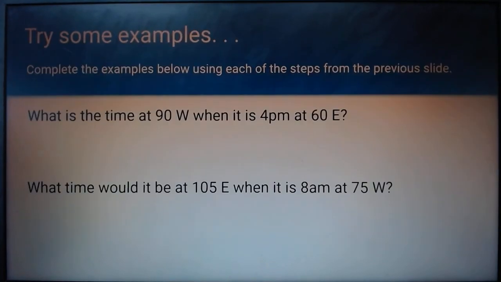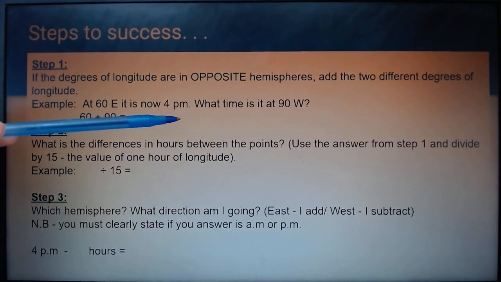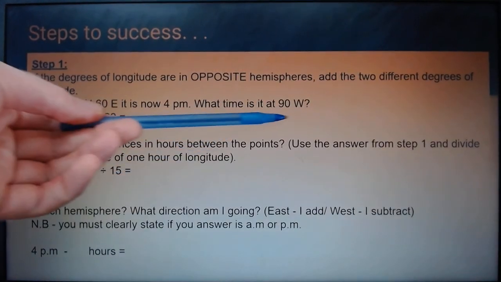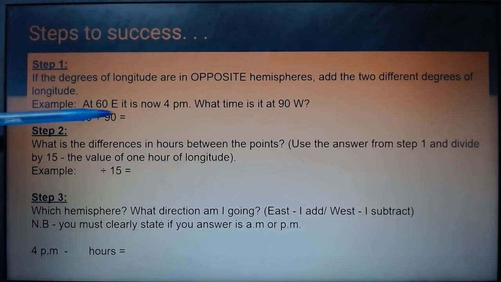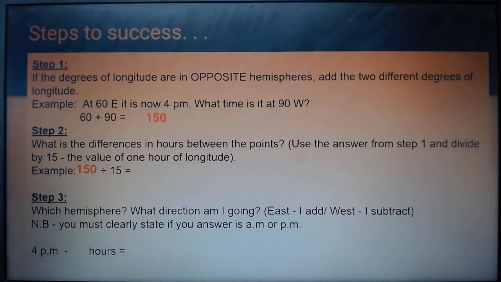The first one, 60 degrees east, it's 4 p.m. We want to know 90 west. So what time is that at 90 west? So I add the two, they're in different hemispheres, so I add them. 60 and 90, 150 degrees. The next thing I need to divide that answer by 15. Why 15? Because that's the value of 1 hour. So that's going to obviously be 10 hours.